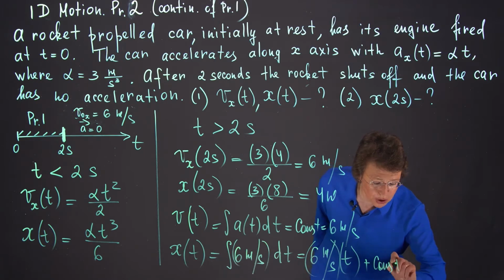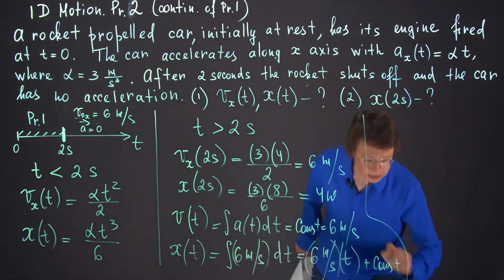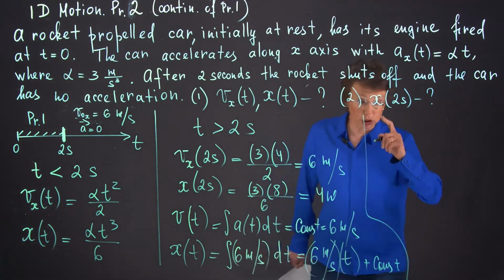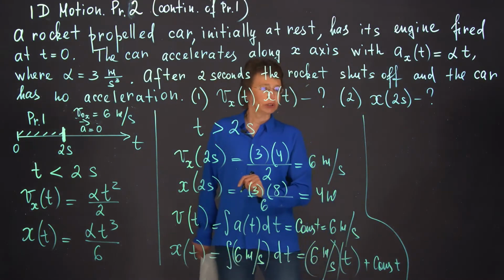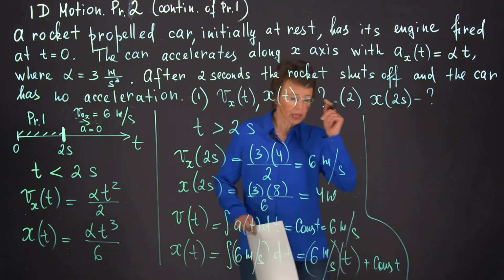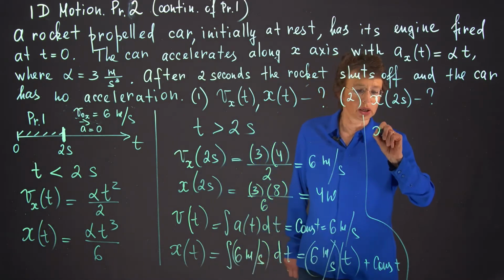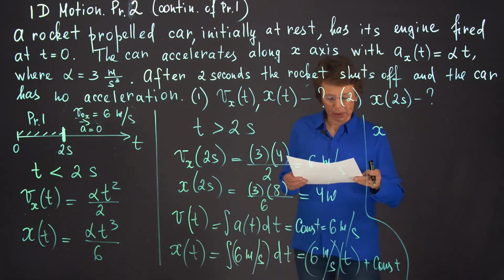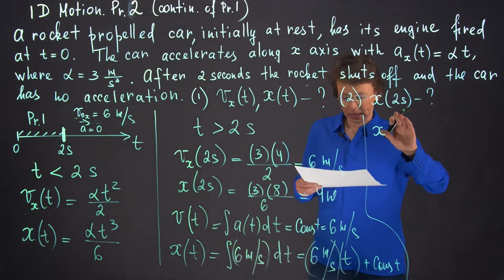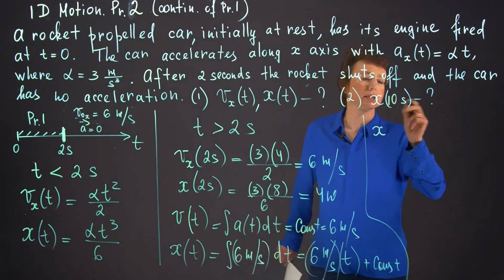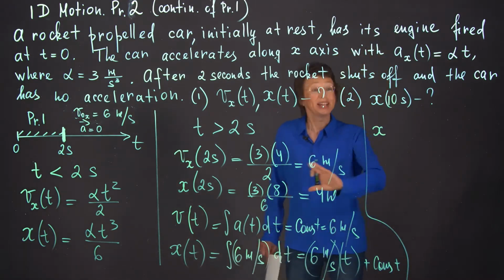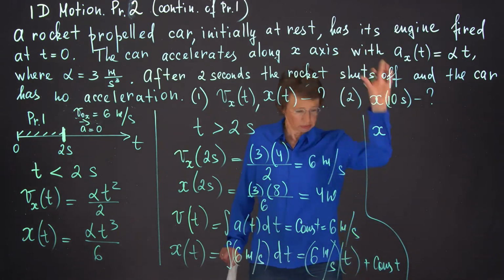And we need to find this constant, arbitrary constant. What is our constant? What do we know? We know x at 2 seconds. What is x at 2 seconds? The position of the object, I think I made a mistake. Yes. Here, find the car's position at 10 seconds. I will erase and put here 10 seconds because 2 seconds problem solved. So here is 10 seconds, nothing else has changed.